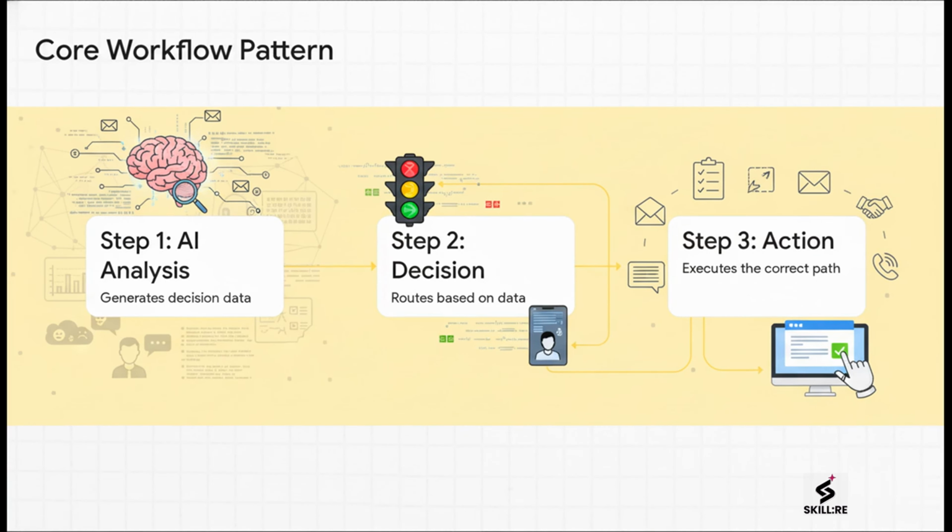Step 1. AI analysis. This is where the AI does the thinking. It reads the email, figures out the sentiment, the intent, what it's all about. Step 2, the decision point. Think of this as the traffic cop. It takes the analysis from the AI and says, okay, you go this way, you go that way, it just routes the traffic. And finally, step 3, action. This is where the work actually gets done. Escalate to a human, send an automated reply, whatever the right path is. So remember it, analysis, decision, action.